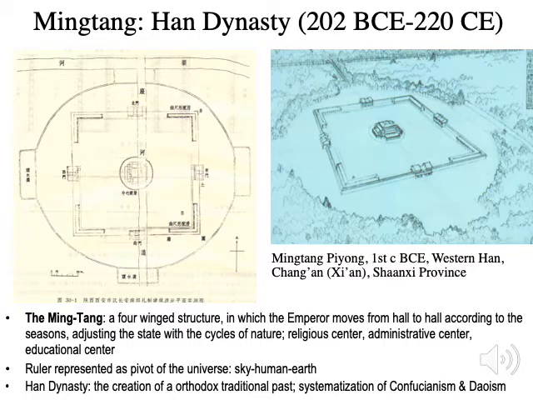So a layout like this is suitable for the Son of Heaven to perform ritual performance, acting as the intermediary between heaven and earth. So the Son of Heaven is the representative of heaven to rule the earth.